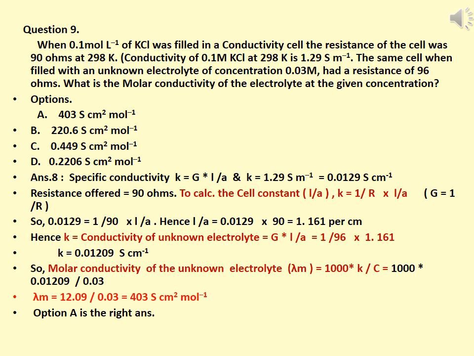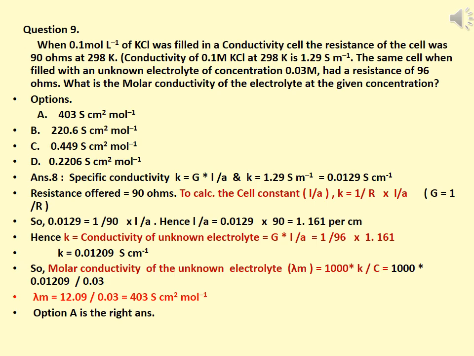Conductivity of 0.1 molar KCl at 298 Kelvin is 1.29 Siemens per meter. The same cell, that means the same conductivity cell, when filled with an unknown electrolyte of concentration 0.03 molar, had a resistance of 96 ohms. What is the molar conductivity of the electrolyte at the given concentration?